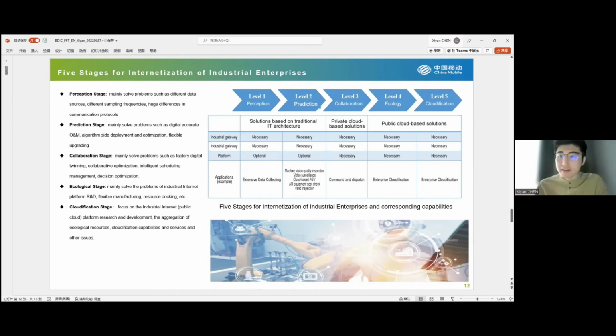And finally is the cloudification stage, focusing on the industrial internet, which is a public cloud platform or private cloud platform, research and development, and aggregation of ecological resources, cloudification capacities and services and other issues. So after these 5 stages, the enterprise will upgrade to an industrial internet enterprise.